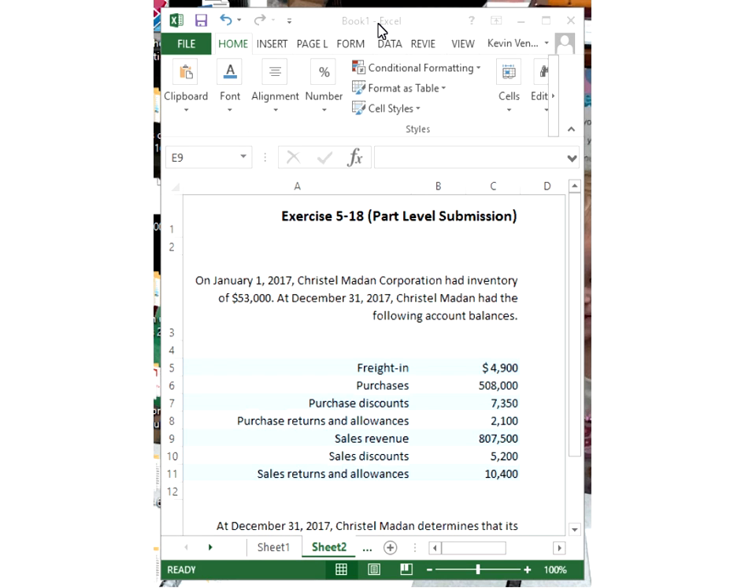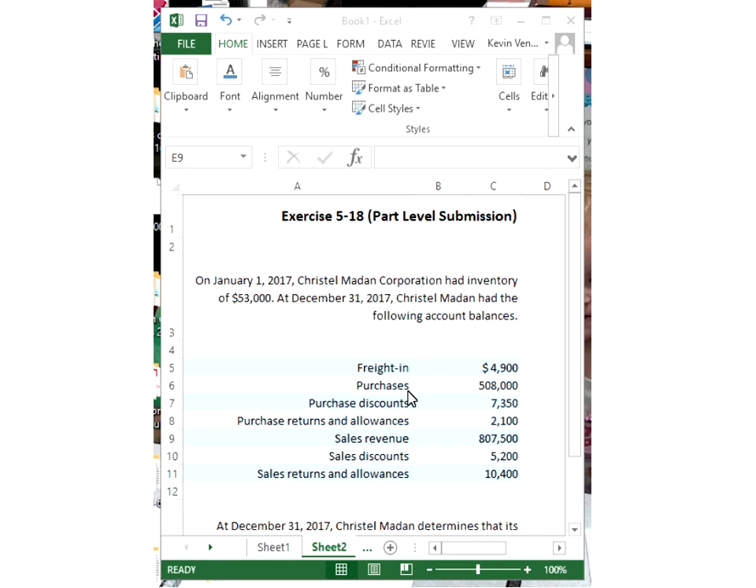For exercise 5-18 in Wiley Plus, I wanted to go over this one because at first glance it may seem like it's a little difficult. What the question is asking you is to determine gross profit based on the information that's given.